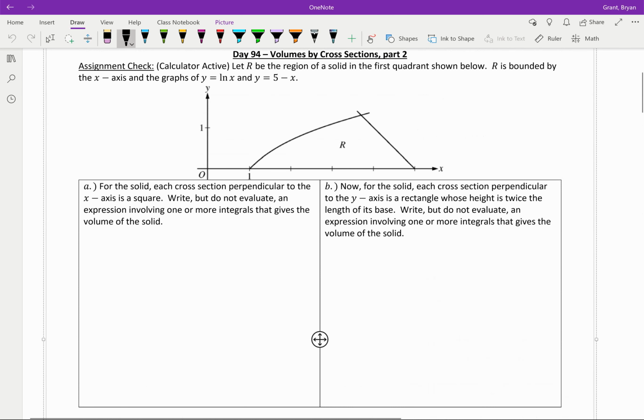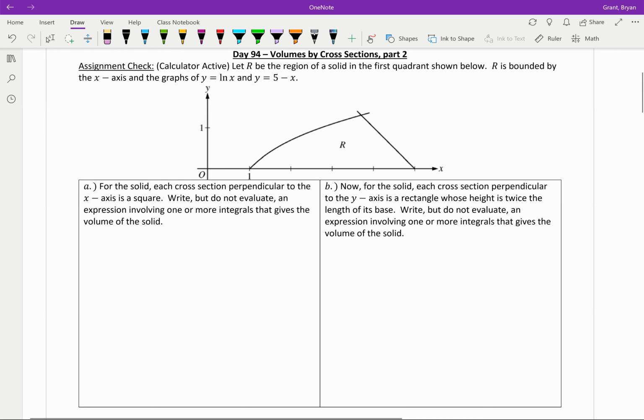You have an assignment check. It is calculator active. You will need your calculator on this. There are two problems, A and B. You should try to do this without your notes, and it should be pretty fresh in your mind because you just learned it yesterday or the day before. So go ahead, pause this video, take 10 minutes, try the two problems down below, and then at the end of the 10 minutes, come back and I'll show you how to do them. Ready, set, go.